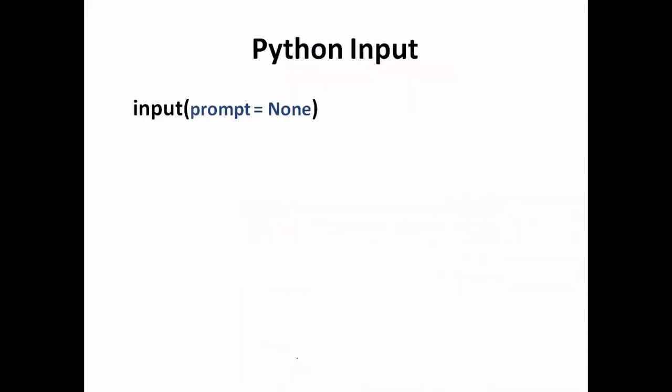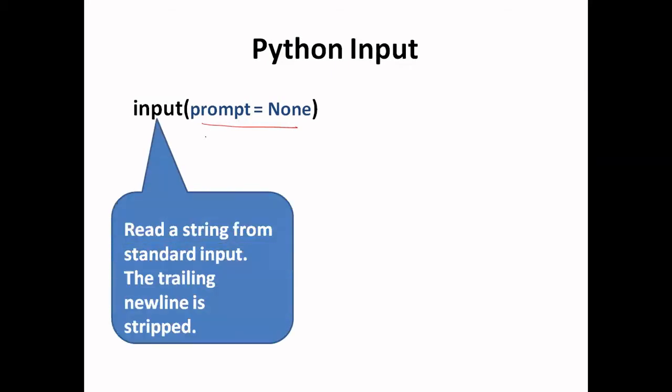For the input, we have the input function, and its basic syntax is like this. We have to write the input keyword, and inside it there is an optional string that is called the prompt. The prompt is a default argument, so we can provide a string here, which is optional. This input function takes a string from standard input, which is generally given by the user, and as soon as we hit the enter button, it stops reading the string from the standard input.